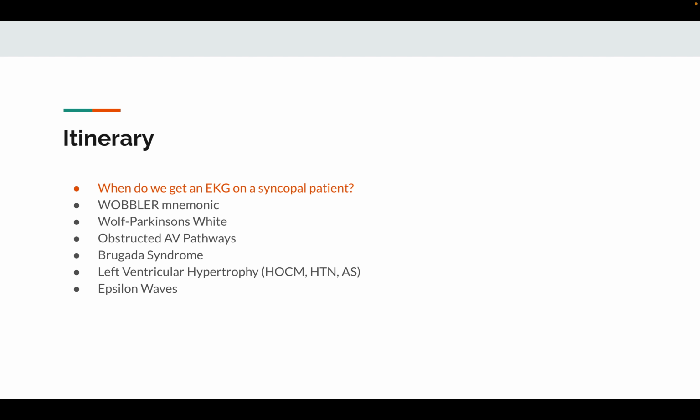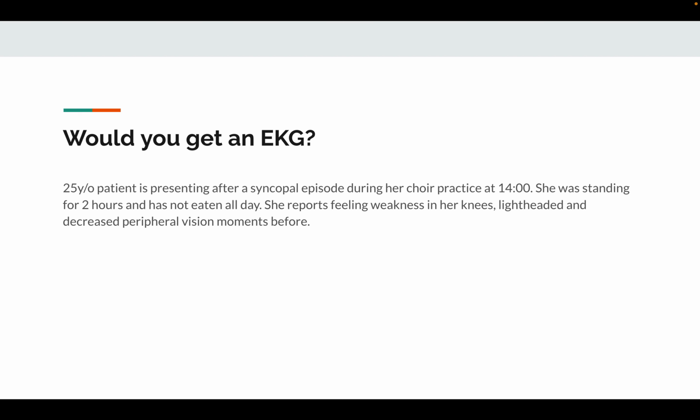Alright, so would you get an EKG in this patient? This is a 25-year-old woman presenting after a single episode during her choir practice at 2 p.m. She states that she was standing for 2 hours, didn't eat all day, and reports feeling weak in her knees, lightheaded, and had this decreased peripheral vision, this tunnel vision, moments before she passed out. Would you still get an EKG?